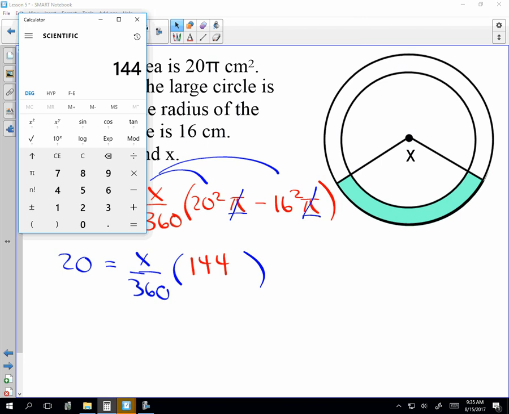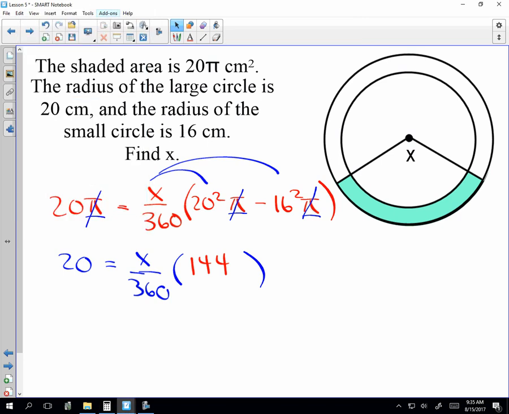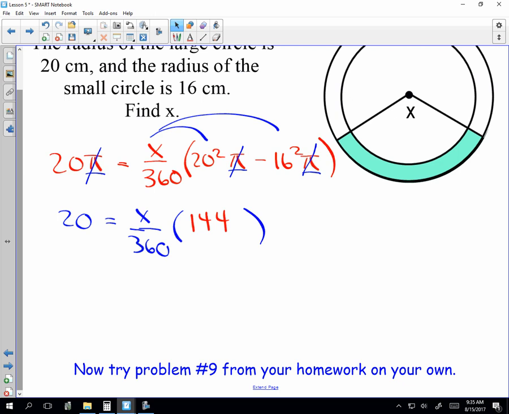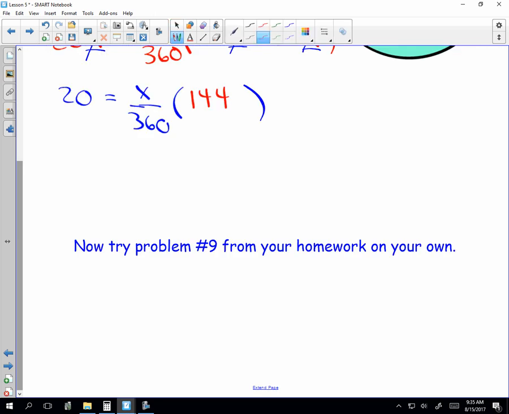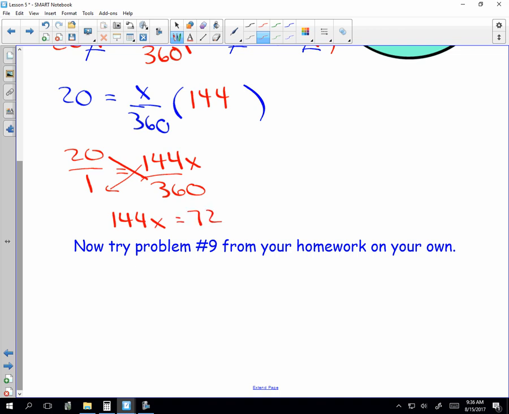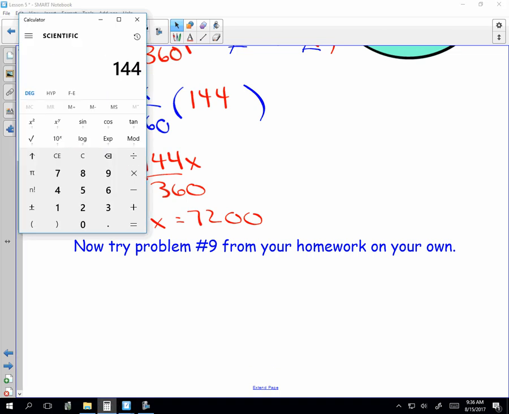Okay, so the 144 can go up with the x, and this is once again where we get to our ratio situation to help us solve. So we have 20 over 1 equals 144x over 360. And then we can cross multiply to get a single line equation. 144x equals 7,200. And then we divide both sides by 144 to find that degree measure.